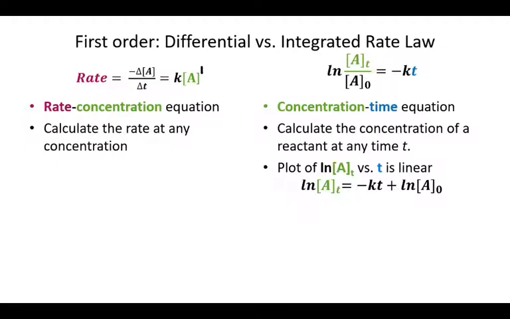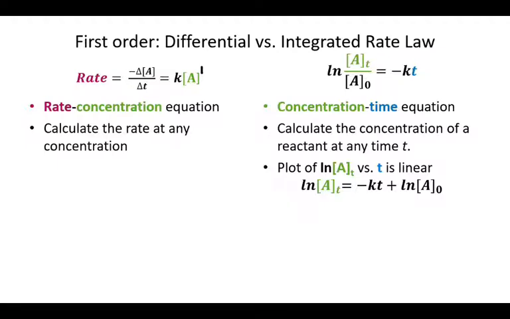If we do the calculus operation of integration with respect to time, we get a different form of the rate law. We call this the integrated rate law because of that calculus relationship. In this form of the rate law shown on the right, we connect the concentration as a function of time. And because of math, we see that it looks a little bit different. Now we have that the natural log of concentration at a particular time divided by the initial concentration equals negative k, the rate constant, times the time.